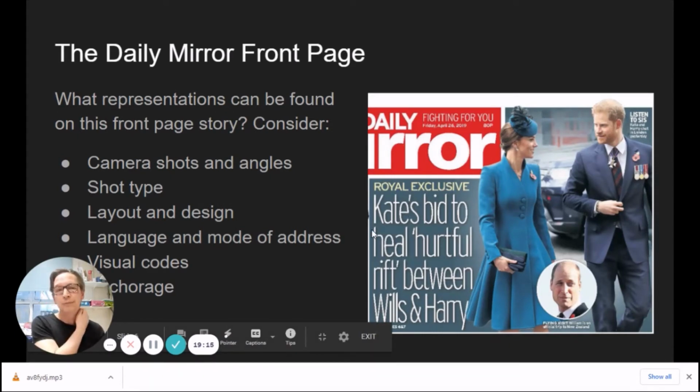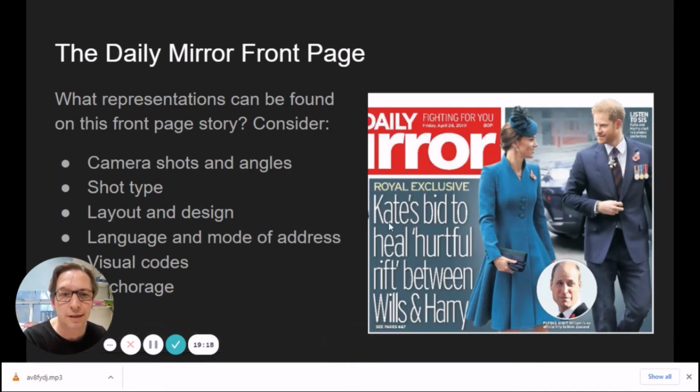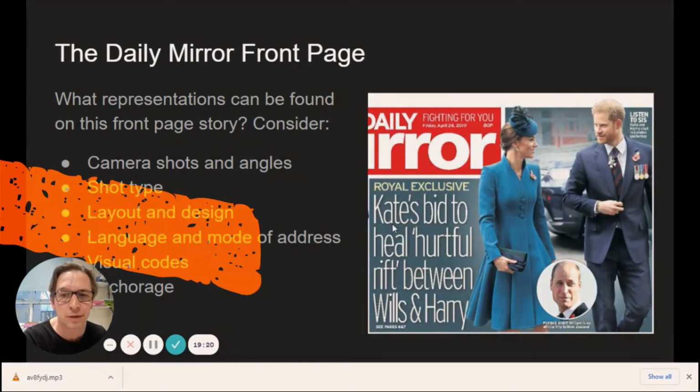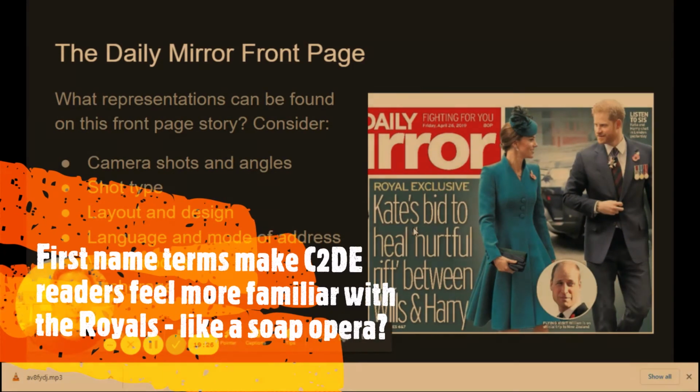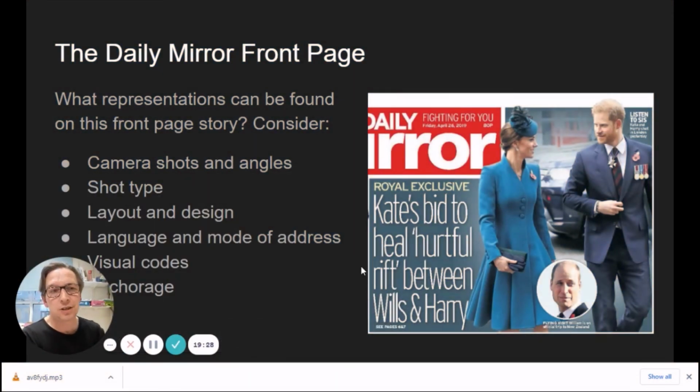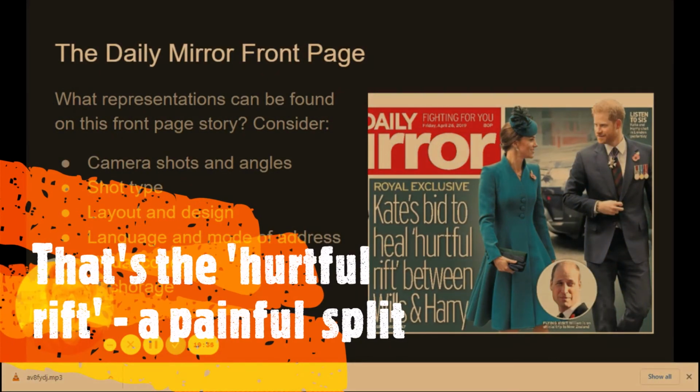Now, it's really interesting because these are members of the royal family, and you can see that they're all referred to in first name terms. So we've got here Kate, we've got here Wills, we've got here Harry. I think that's trying to tell us what the story is here: that Prince William and Prince Harry have fallen out, and Kate Middleton is trying to bring them back together.